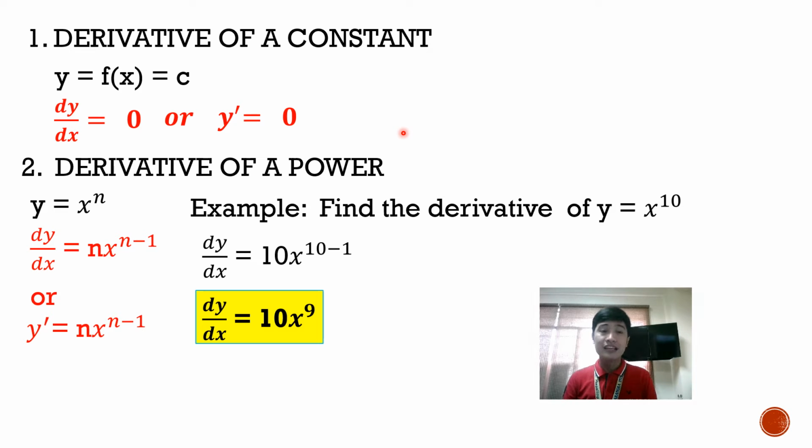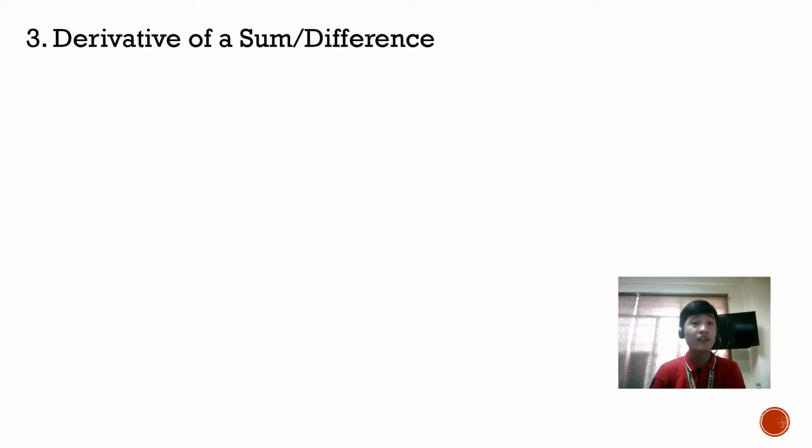So that is the derivative of a constant and the derivative of a power. Let's have now the third formula. That is the derivative of a sum or difference. Suppose I have here a function y is equal to f of x, y is equal to u plus v. That's our function.